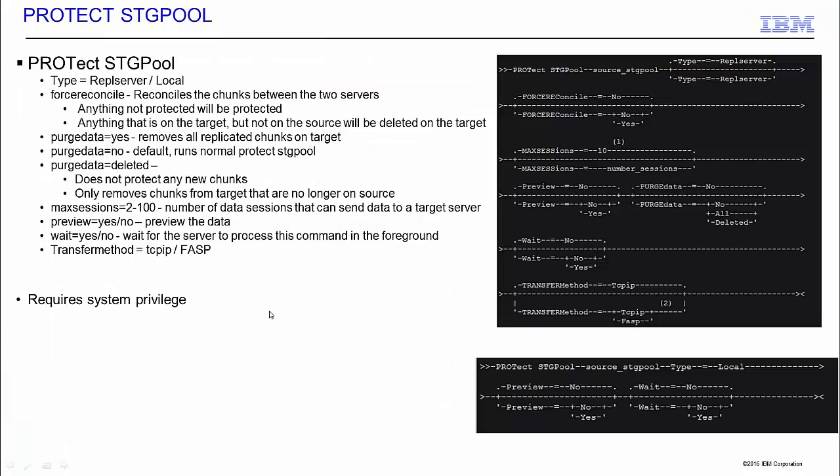Here is the command line for your Protect storage pool, if you're interested in issuing it manually. And you can see we have the Protect storage pool type equals REPL server. That would be if you're replicating the data. And remember, this is only the data extents. In order to get the meta information, you've got to run the node replication in addition. Or if you're doing the copy to tape, that would be the Protect storage pool type equals local.